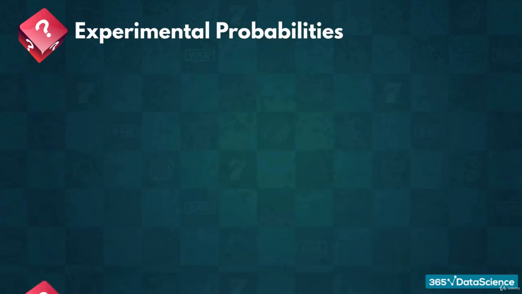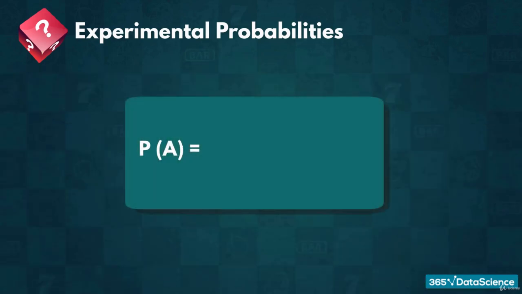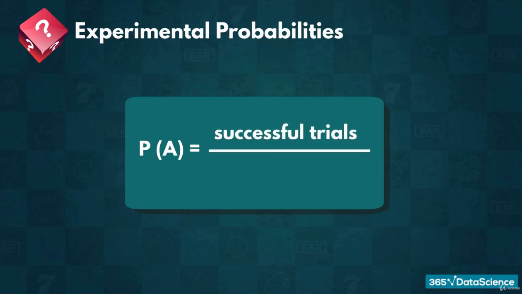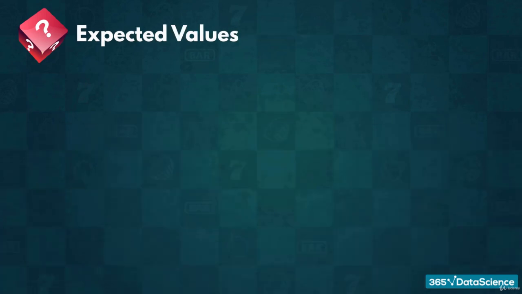Okay, the formula we use to calculate experimental probabilities is similar to the formula applied for the theoretical ones earlier in the course. It is simply the number of successful trials divided by the total number of trials. Now that we know what an experiment is, we are ready to dive into expected values.